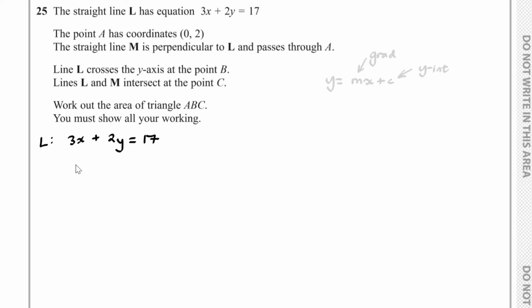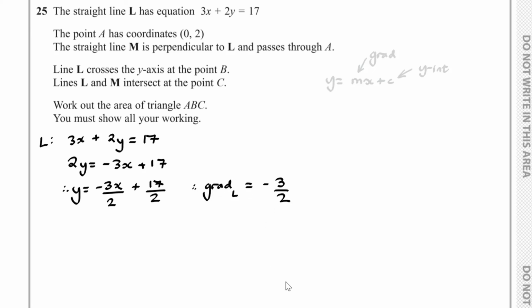So if I rewrite this in the form y equals mx plus c, so here we've got 2y equals minus 3x plus 17, and therefore y is equal to minus 3x over 2 plus 17 over 2. And therefore the gradient of L is equal to minus 3 over 2. Hopefully that makes sense so far. And if we consider M, well, actually before that, we can find out what happens when x is equal to 0. When x is equal to 0, y is going to equal 0 plus 17 over 2.